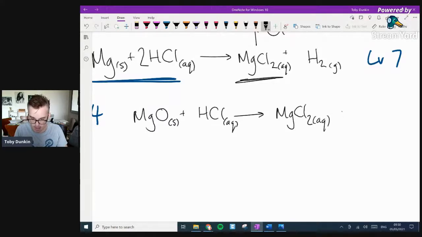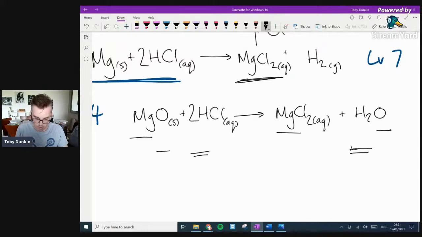That's now aqueous. And I'm going to now get water, and I need to balance it. 1 magnesium, 1 magnesium, 1 oxygen, 1 oxygen, 1 hydrogen, 2 hydrogens. Double it. 2 hydrogens, 2 hydrogens. Yeah, 2 chlorines, 2 chlorines. I'm good. Yeah. So it's nice to see the process.